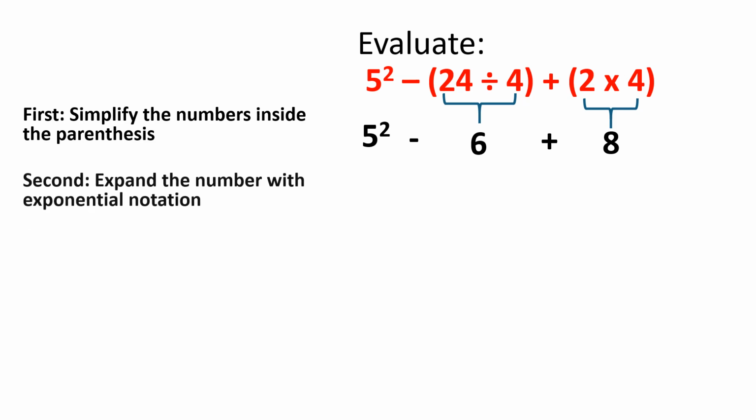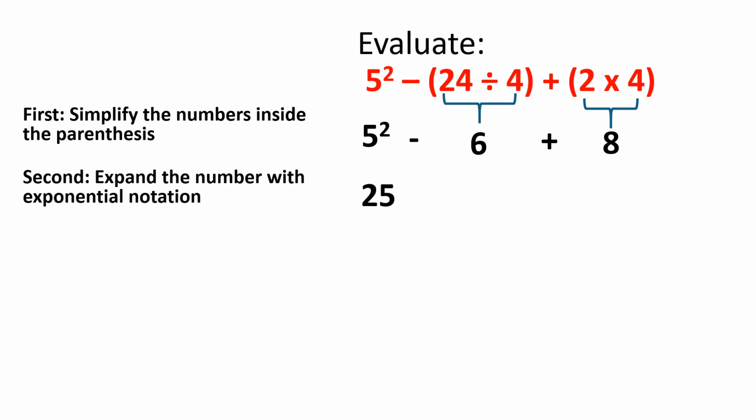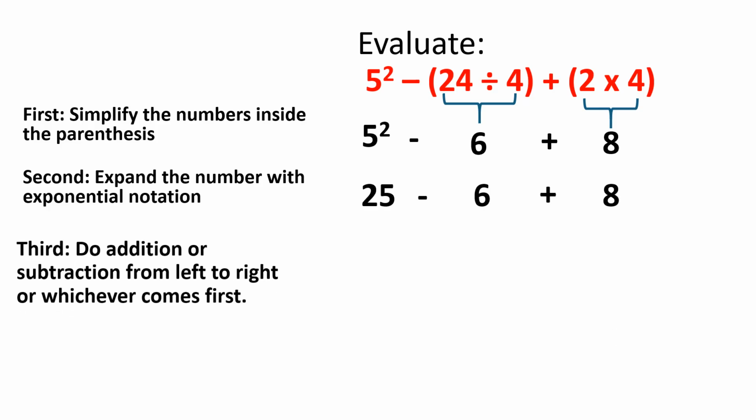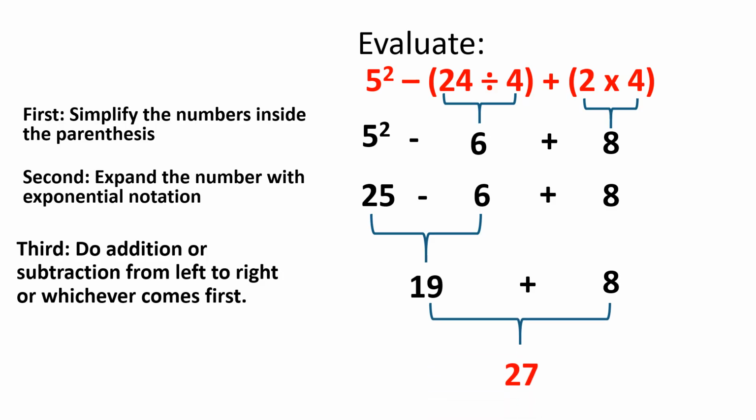Then number 2, expand the number with exponential notation. Okay, so you have 5 squared, which is equal to 25. That's correct. Then copy the remaining expressions. And then number 3, do addition or subtraction from left to right, or whichever comes first. So you have to subtract 25 minus 6 is equal to 19 plus 8, then it's equal to 27. So, the last answer is 27.